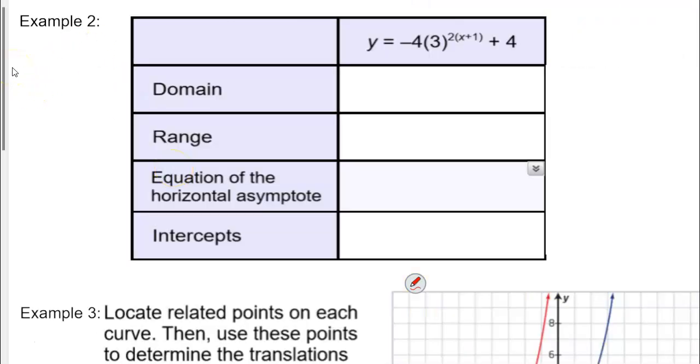All right, example 2 gives us this equation. It's exponential because the x there is in the exponent. And we are supposed to consider the domain, range, equation of the horizontal asymptote, and also the intercepts. Okay, so domain will be x, remember, of all real numbers. What about the range here?